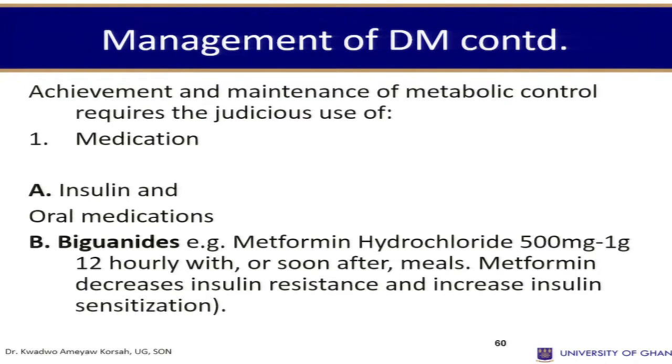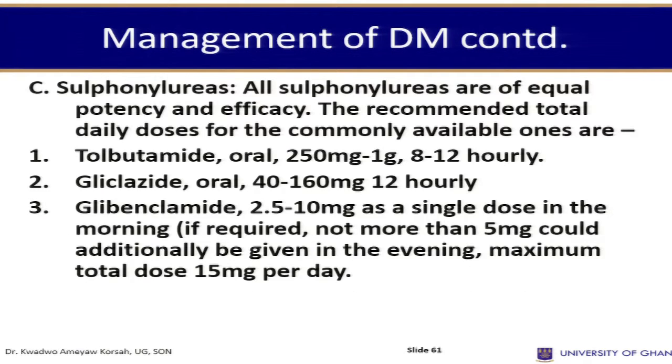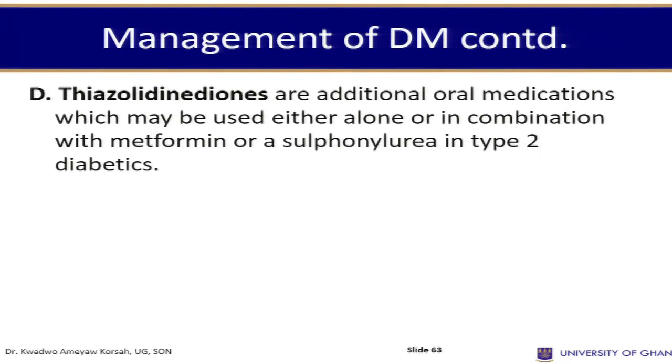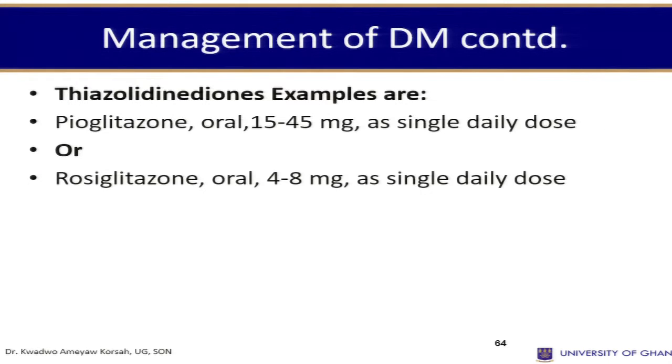We have management in terms of medication. We have injection insulin, and then we have oral medication. For the oral medication, we have the biguanides, examples are metformin, and then we have the sulfonylureas, and here examples are tolbutamide, glipizide, and glibenclamide. And others are the thiazolidinediones, and here examples are pioglitazone and rosiglitazone, and we have the recommended dosage based on the doctor's prescription.